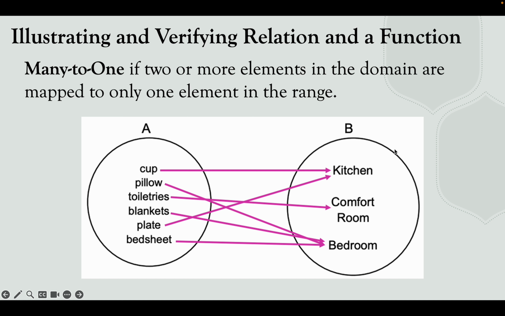So that is many to one. Another example here in set A, we have pillow, blankets, and bedsheet paired to the bedroom, which is in set B here. That is an example of a many to one relation.